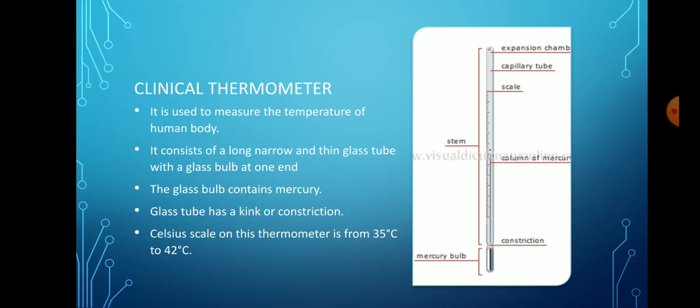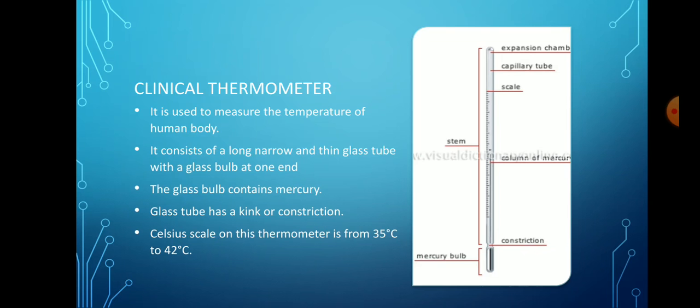Clinical thermometer is used to measure the temperature of human body. It consists of a long, narrow and thin glass tube with a glass bulb at one end. The glass bulb contains mercury. Glass tube has a kink or constriction. This kink prevents the backflow of mercury, which makes a doctor to use this thermometer in an easy way.